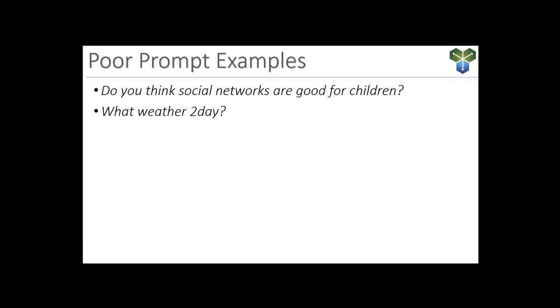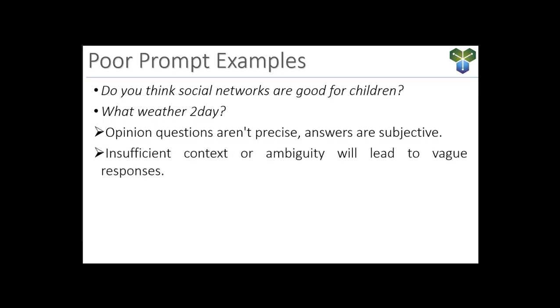There are a couple of problems with the second prompt. Number one, we want to use proper grammar. Number two, we don't want to ask it questions that it doesn't know the answer to. If I'm using ChatGPT, it doesn't know what the weather's like today. So we want to avoid those opinion questions where we're asking AI for its opinion. We want to give it context. We want to give it all of the information that it needs to give us the results that we're looking for. We want to avoid incomplete sentences and poor grammar.